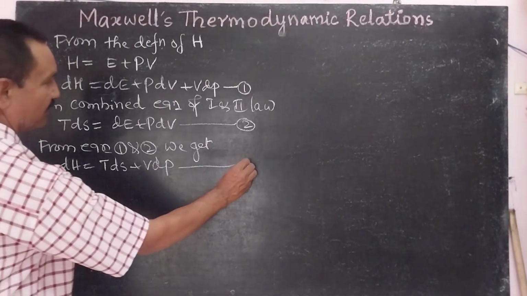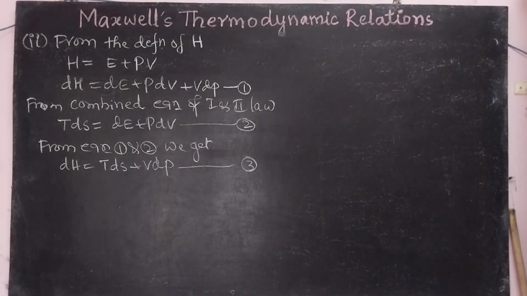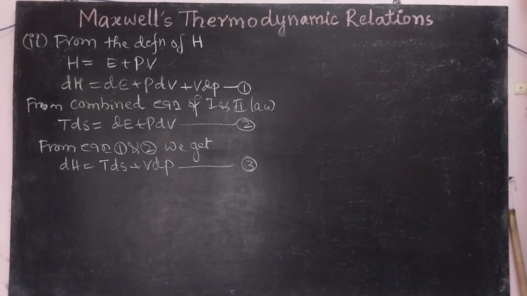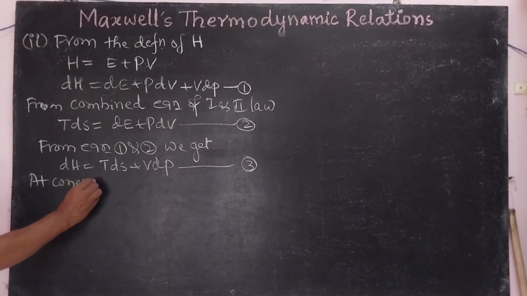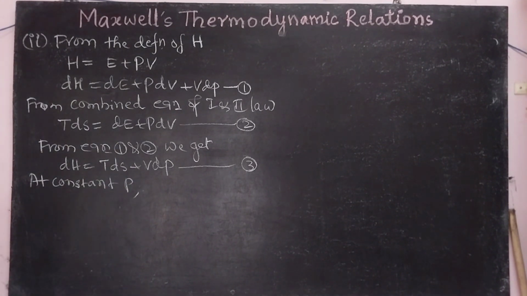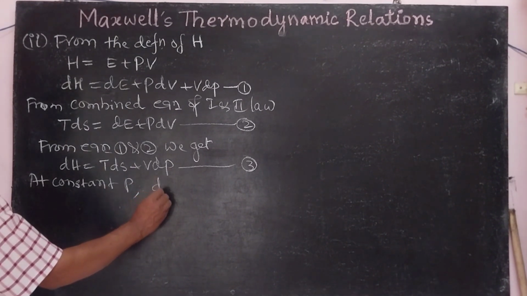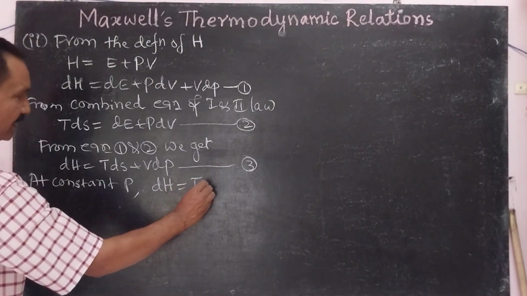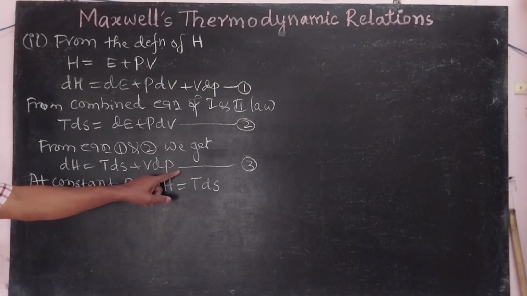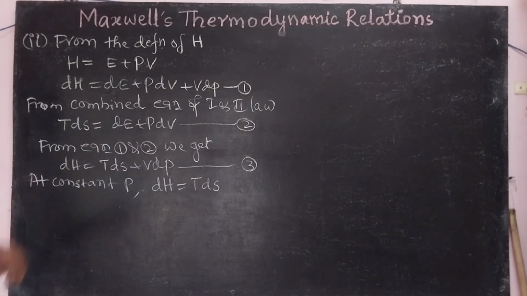This is equation 3. Now we want to derive this equation by finding the differentiation, one at constant pressure and another at constant entropy. At constant P, we get dH is equal to T dS. At a constant P, this dP becomes 0 and we get only this much.